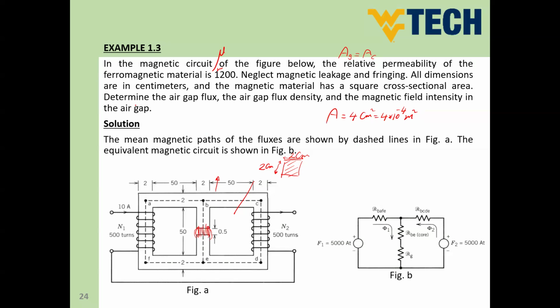What is needed here in this question? Determine the air gap flux. So he needs to calculate the magnetic flux in the air gap. So let's say phi g. The air gap flux density. So flux density is B, so Bg. And the magnetic flux intensity in the air gap, Hg. So we need to get the air gap flux, flux density, and flux intensity.